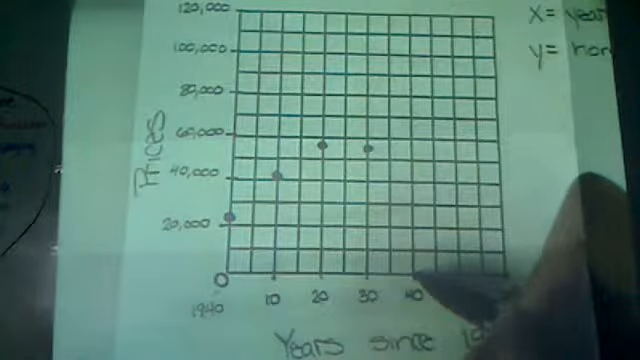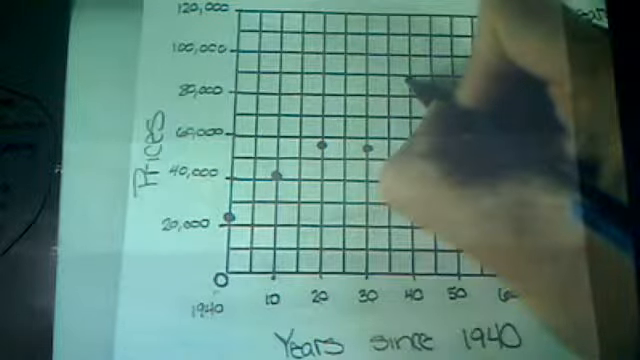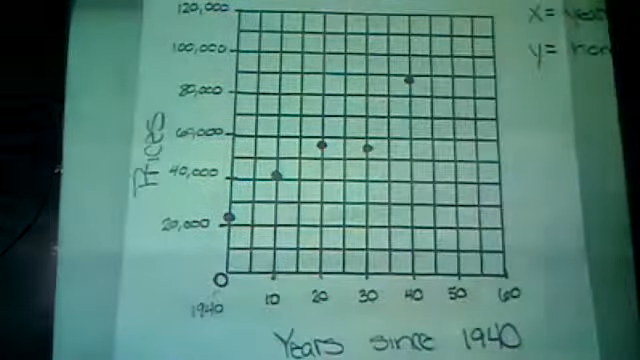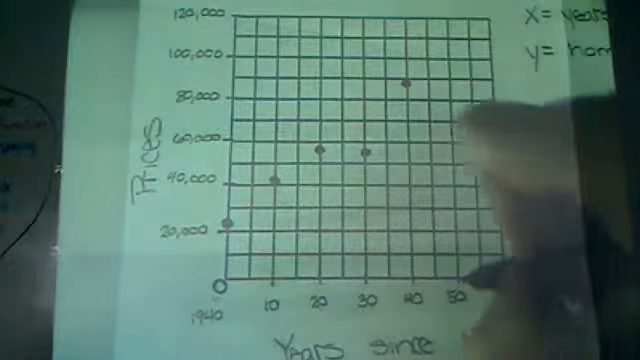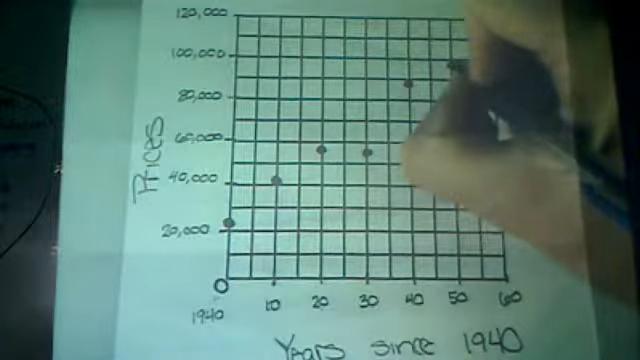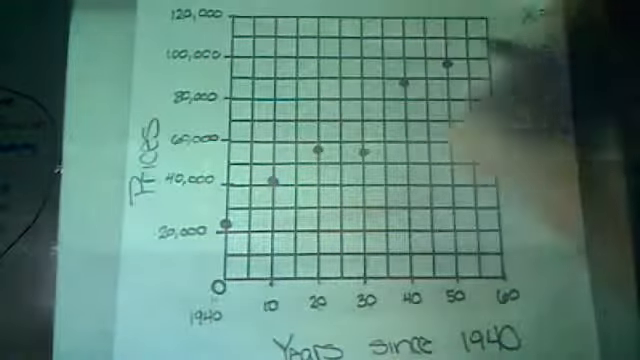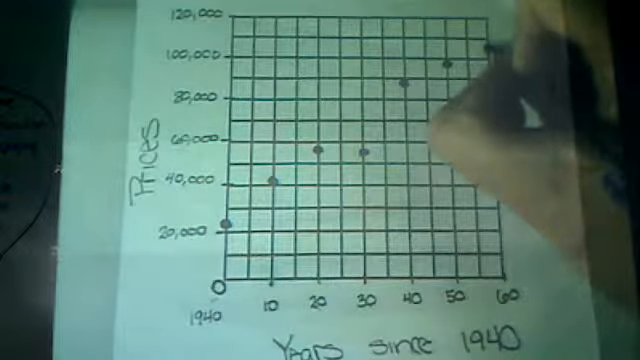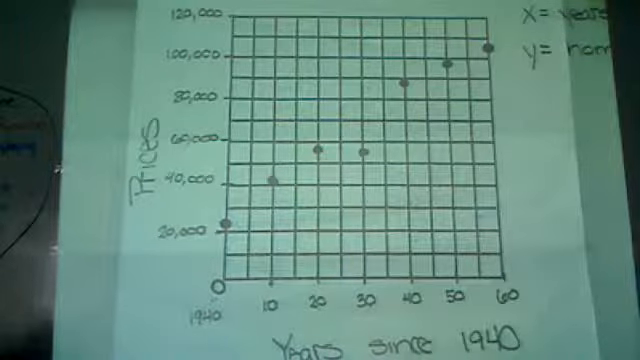In 1980, we're at 89,300. In 1990, we're at 98,500, right about there. And then in 2000, we're at 105,500. So right there. Here is our scatter plot.